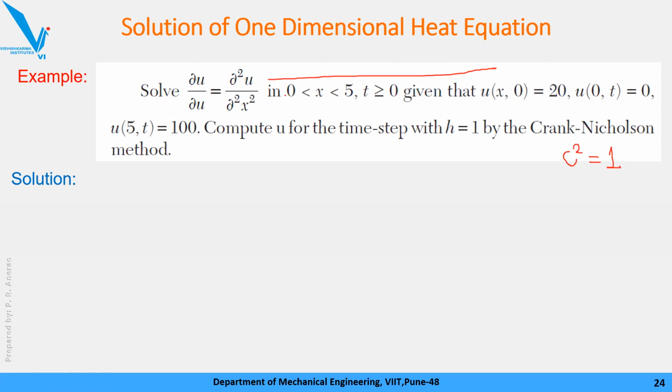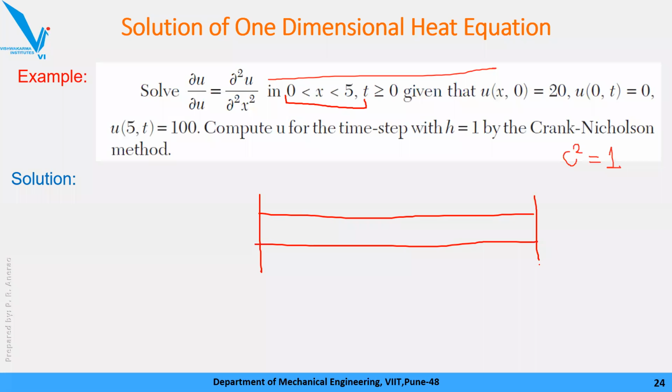After that you know x is in the limit 0 to 5. What does this mean? x varies from 0 to 5. Physical meaning: assume that this is an insulated rod, x is in this direction, so you are going to compute the temperature at x equal to 0, x equal to 5. That 5 might be in meters, so there will be a node at 5 meters. In between there are plenty of x values. How many? Let's see. Compute u for time step with h equal to 1.